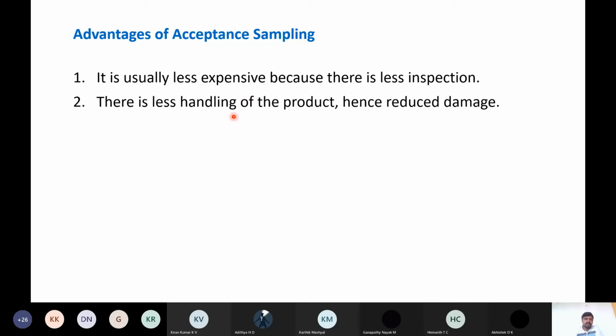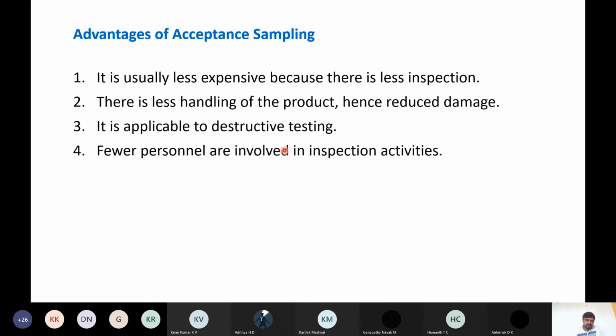In order to do inspection, you should do some testing. While testing you may be applying load, and because of that it may result in damage to the component or product. So if you are handling fewer products during inspection, you are reducing the damage to that extent. It is applicable to destructive testing, which we already discussed. If a product is subjected to destructive testing during inspection, acceptance sampling is the best approach.